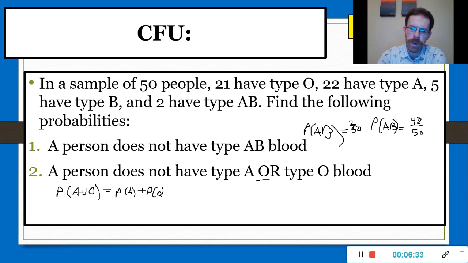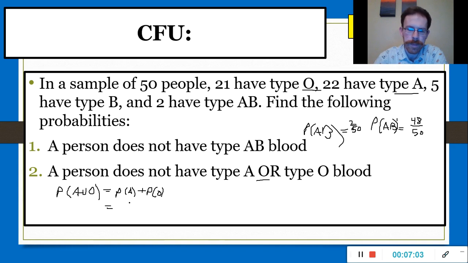Now you might think, wait, why aren't we subtracting the intersection? Well, there's no intersection between type O and type A. There's no AO blood. There's AB blood, which would be an intersection. Actually, no. This is all mutually exclusive. So type AB blood is not type A, and it is not type B. So there is no intersection, so you don't have to worry about subtracting an intersection.